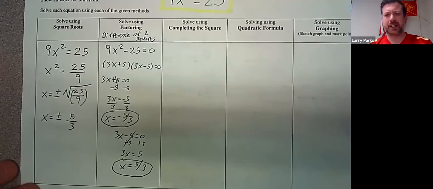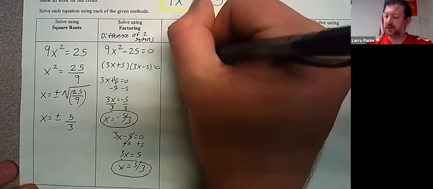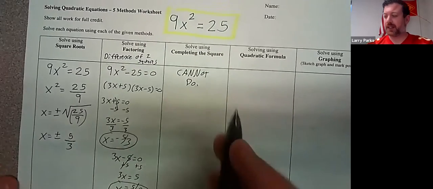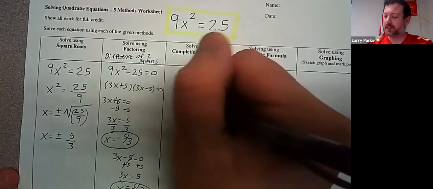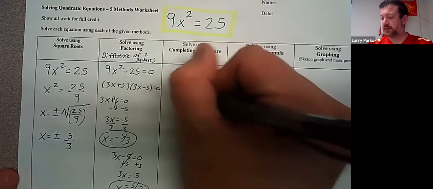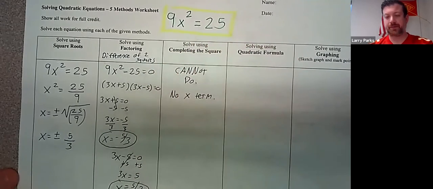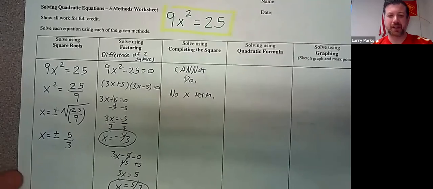Completing the square, you cannot do, and the reason why is because we don't have an x term, so we can't complete the square. I guess technically you can, but it makes no sense to do it that way at all.